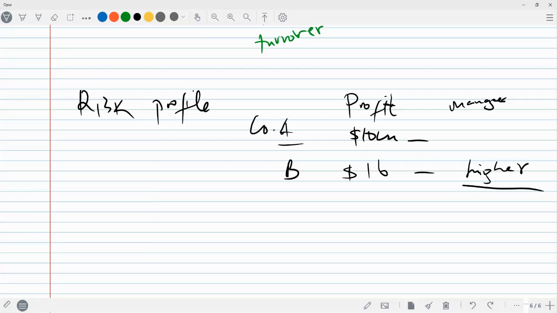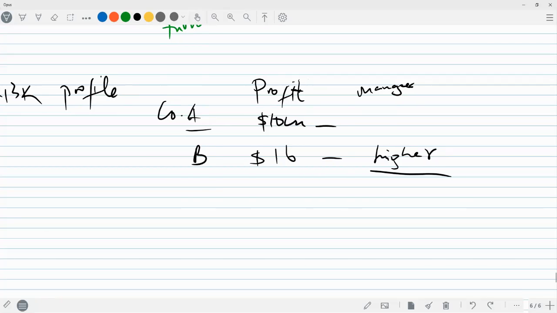Now, if the two companies were to fail, assume company A was to fail and company B was to fail, which manager suffers more? Assume the two companies were to be liquidated. What would be the cause of the liquidation? A and B, where do you have the greatest suffering among the managers?